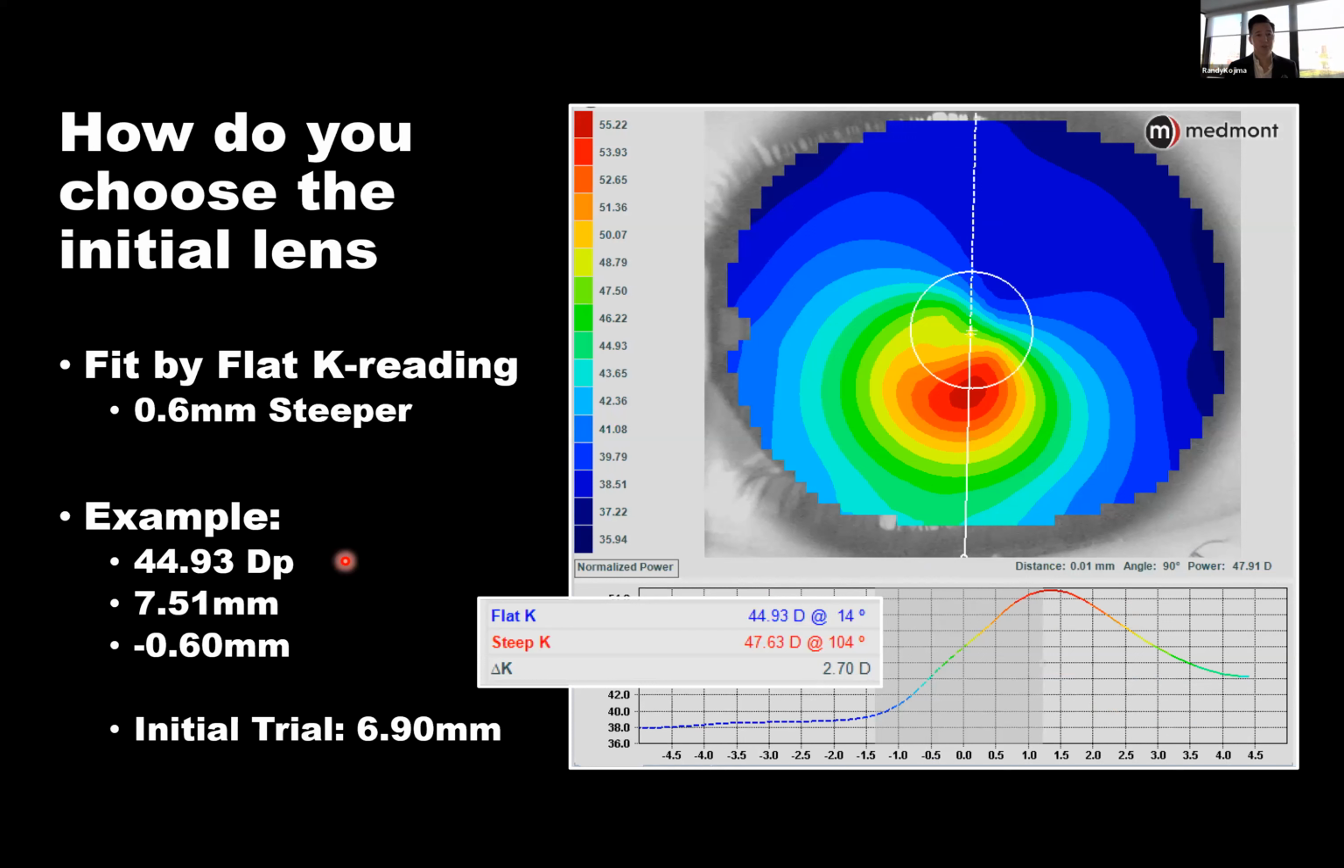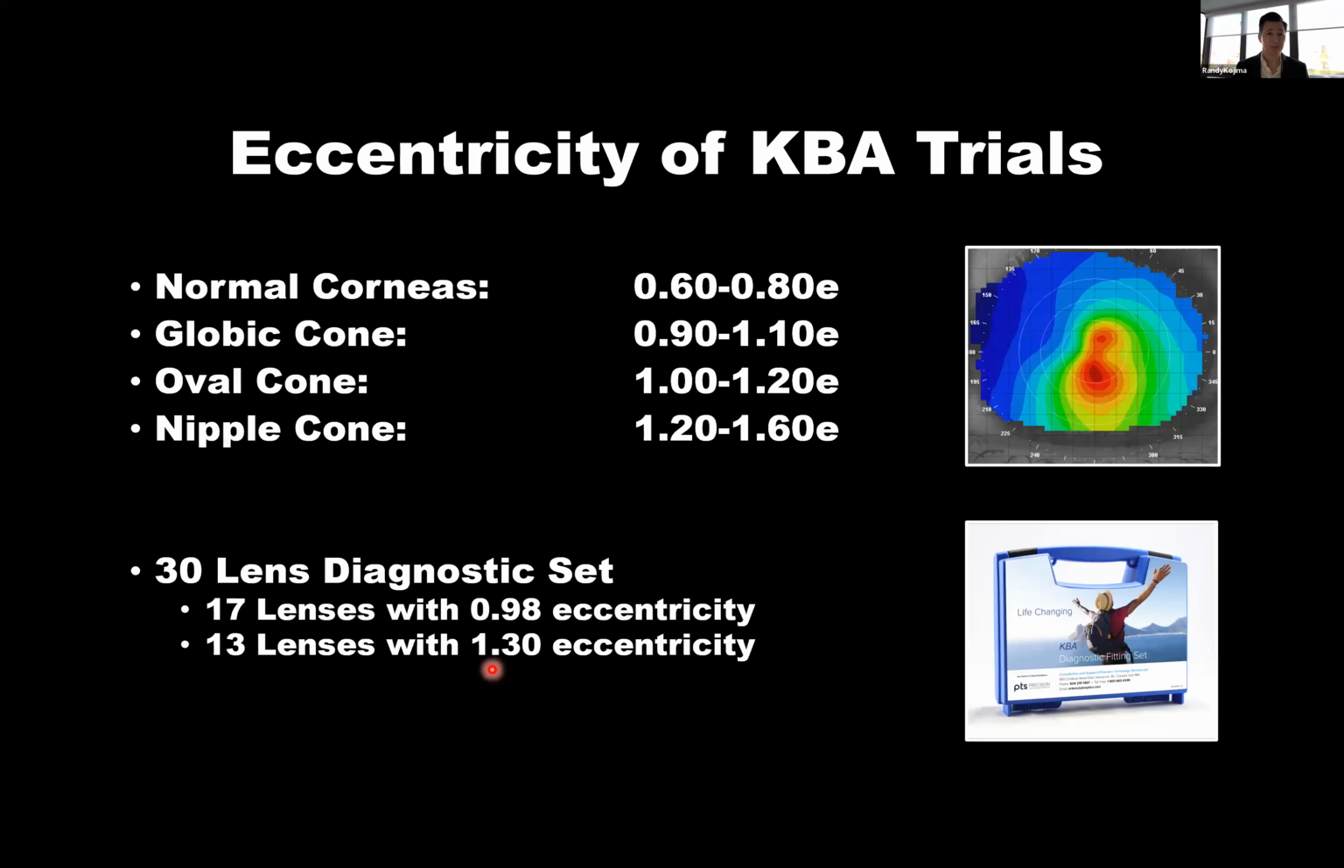Now, how do you choose the initial lens? That's really easy. You go about 0.6 millimeters steeper than the flat K. So if you have about a 45 diopter flat K, then converted to millimeters, that's 7.50. We're going to go 0.6 millimeters steeper. The initial lens we choose is a 6.90 millimeter base curve. So a very easy way to start choosing your initial diagnostic lens.